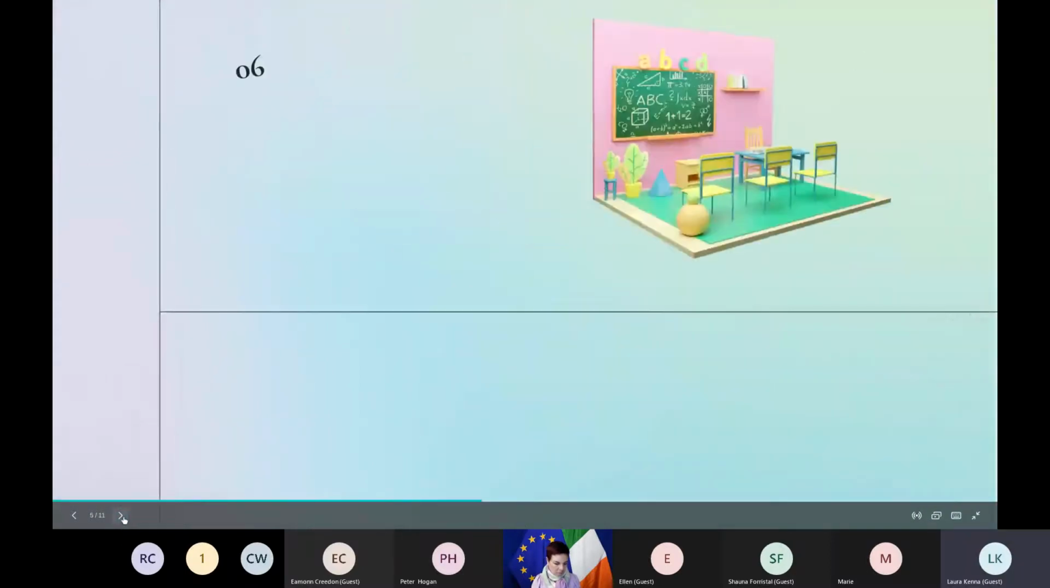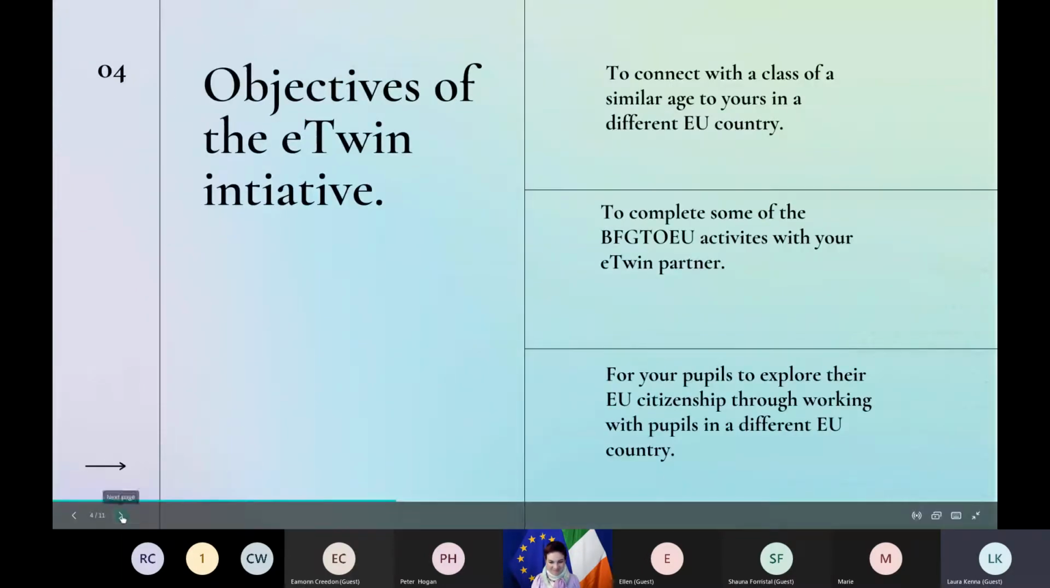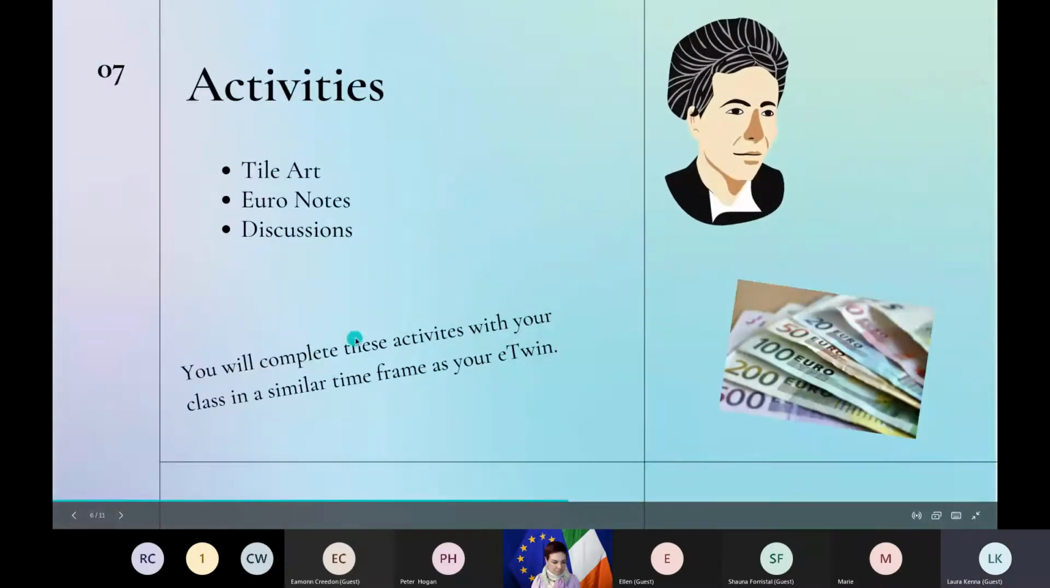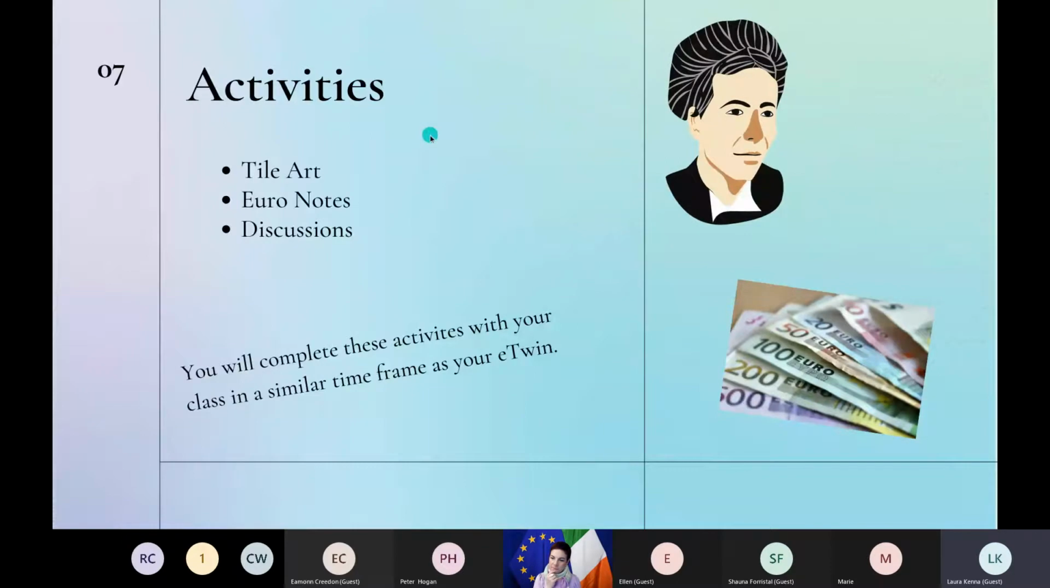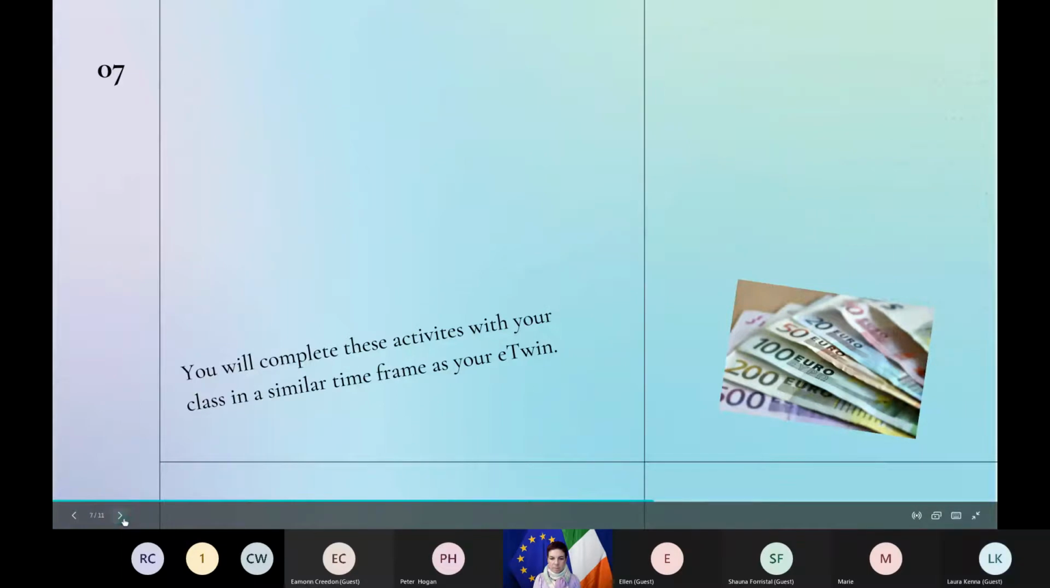So then, once you have your eTwin, what are you going to do together? There are some activities on your BFGTOEU program that you can do in collaboration with your eTwin partner, maybe in Barcelona or in Milan. This might be a tile art activity, you might do the lesson on Euro notes, or the older classes will have discussions and collaborate on those together.